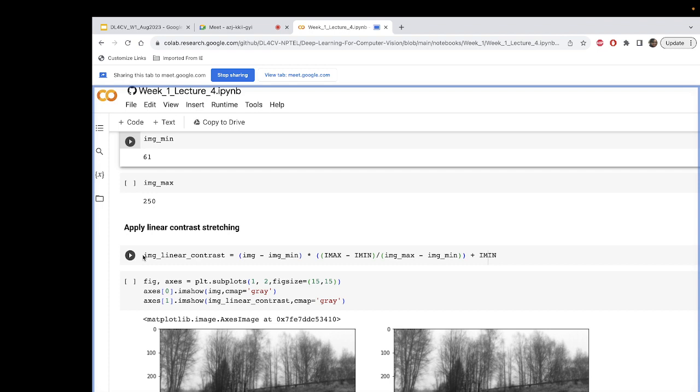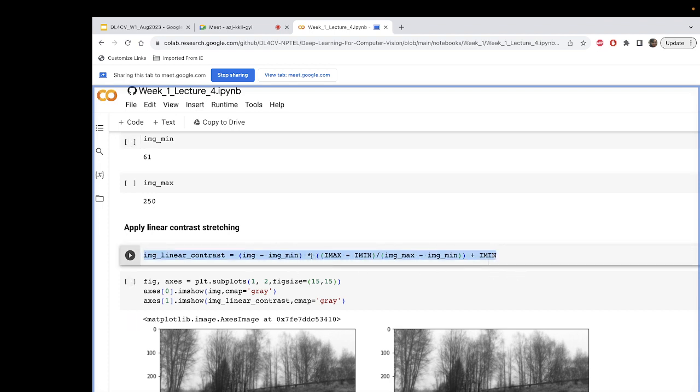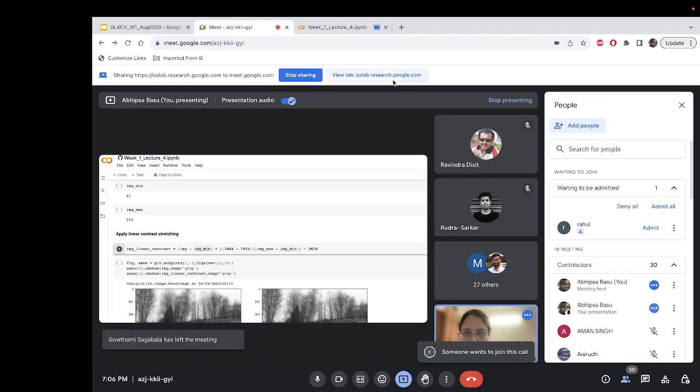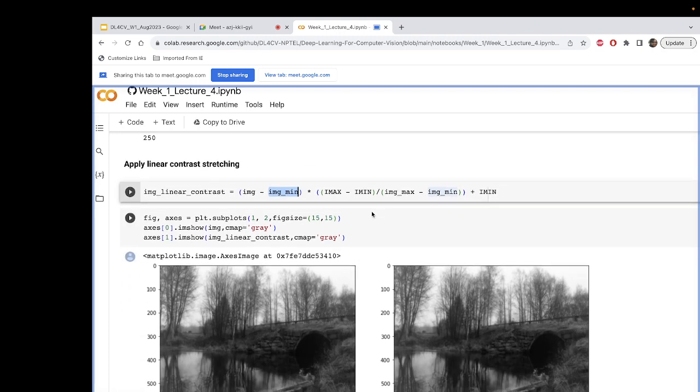There's a very simple formula for it, which you can go back and have a look at. Point operations mean you are applying a function on every pixel location of the image, the same function at every point. Some simple math is required to understand the contrast formula, but very simply put, you subtract the minimum of the original image from the actual image, and you make sure that the range, instead of spanning from 61 to 250, spans from 0 to 255. This is what you ensure.